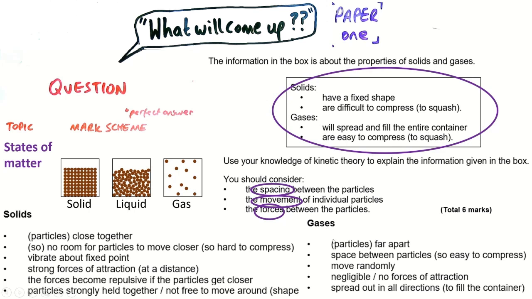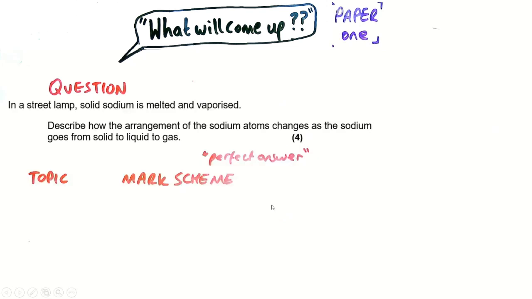Okay, next one, we've got another states of matter question. It's only a 4 marker this time, talking about only one thing. It says describe how the arrangement of sodium atoms changes as sodium changes from a solid to a liquid to a gas. We're just talking about arrangement, so we're not talking about speed or spacing. The mark scheme just purely talks about arrangement, so we're just going to talk about arrangement.